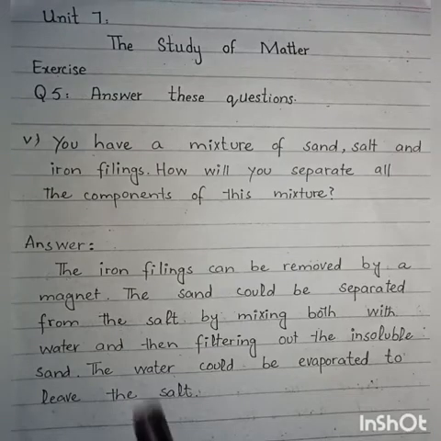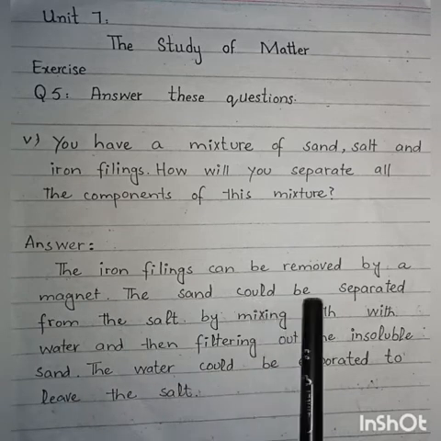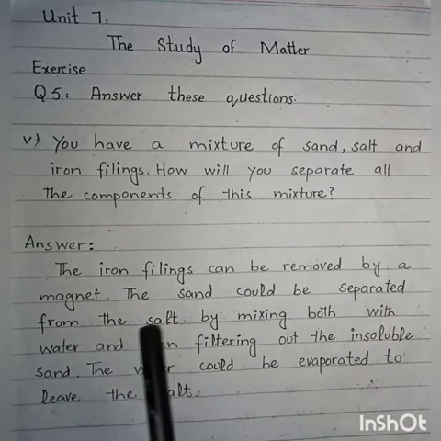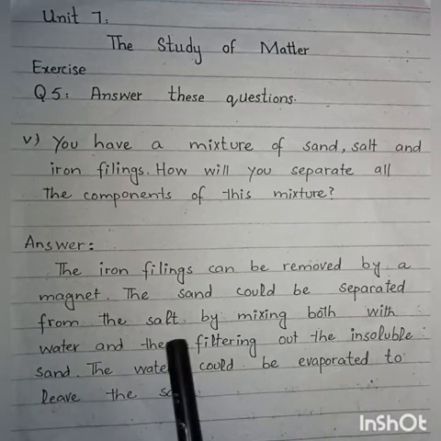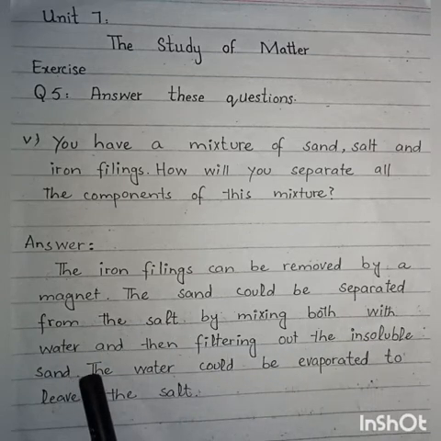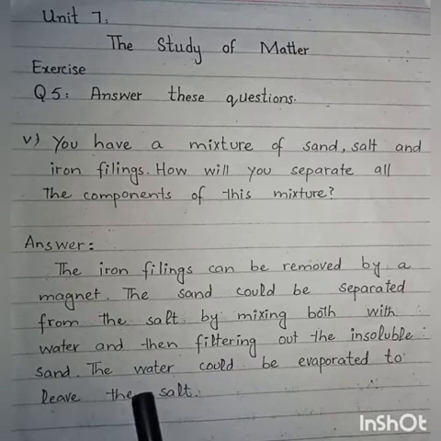And the answer is, the iron fillings can be removed by a magnet. The sand could be separated from the salt by mixing both with water and then filtering out the insoluble sand. The water could be evaporated to leave the salt.